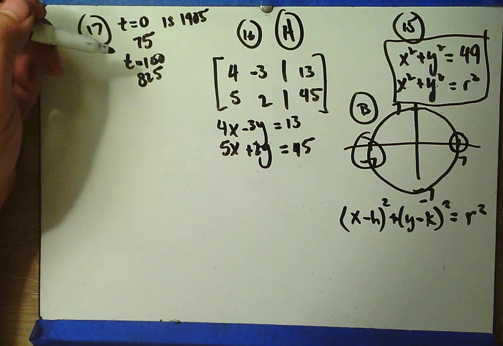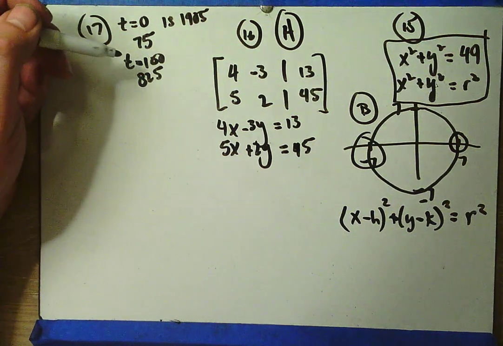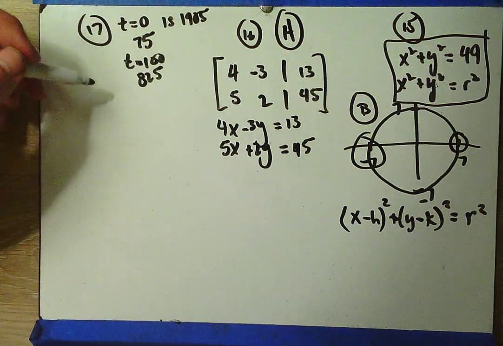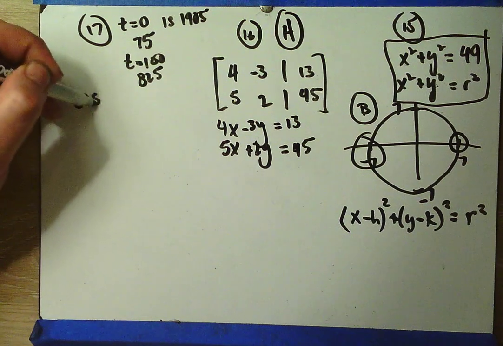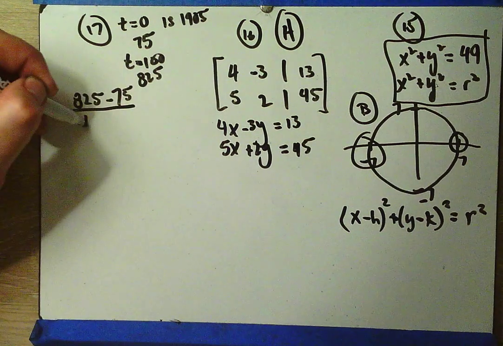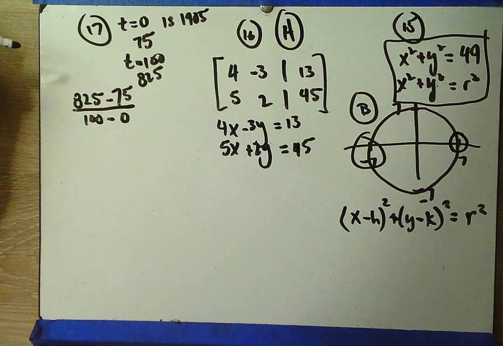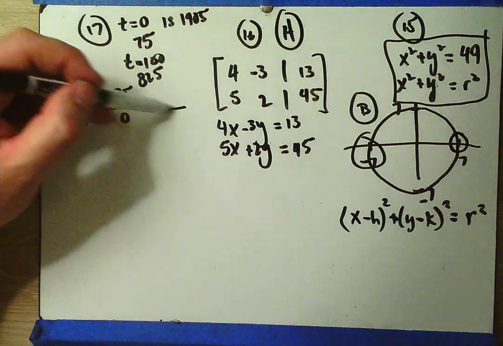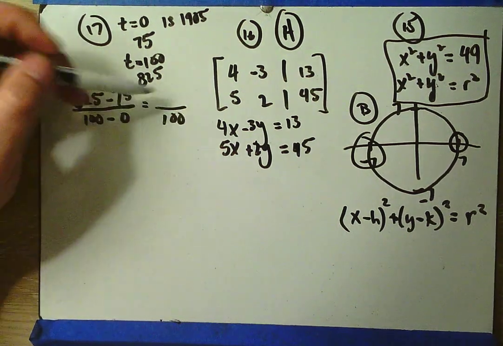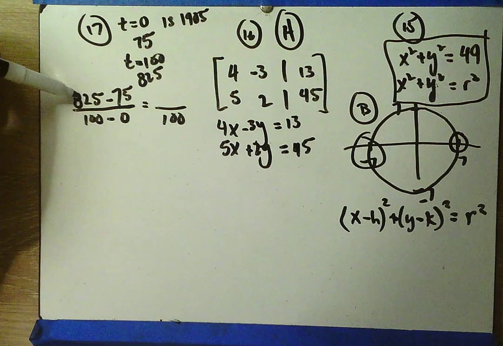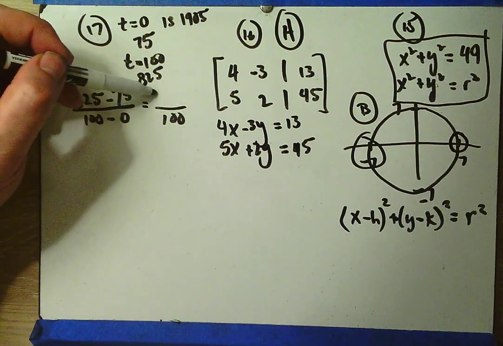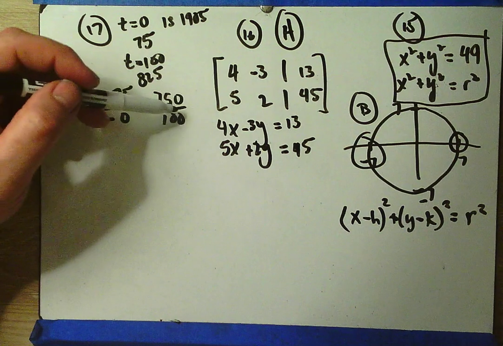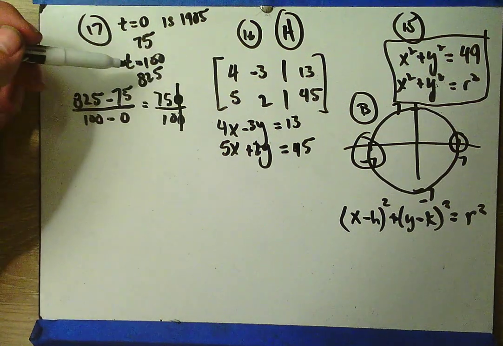If the edge of the lake withdrew from marker x at a linear rate, that means we can find a constant slope: 825 minus 75 over 100 minus 0. And if you had used 2005 and 1905, you'd still end up with 100, like I do here. Here we end up with 825 minus 75 is 750. I can take off a 0 and I get a slope of 7.5.